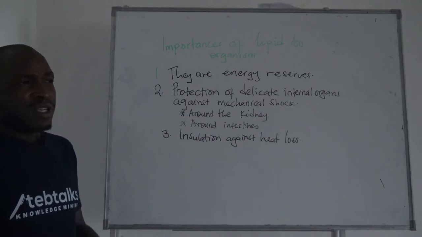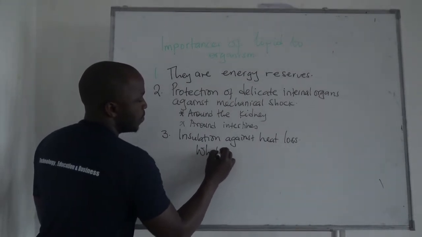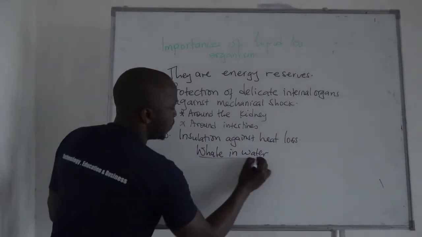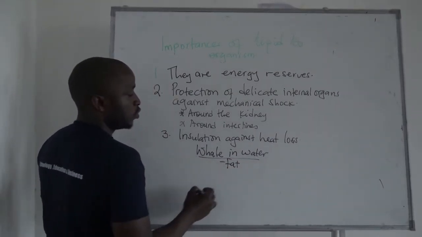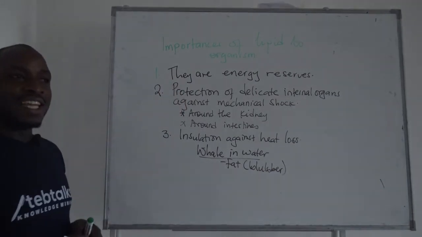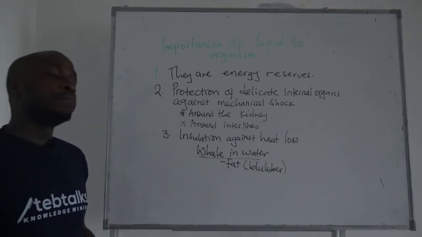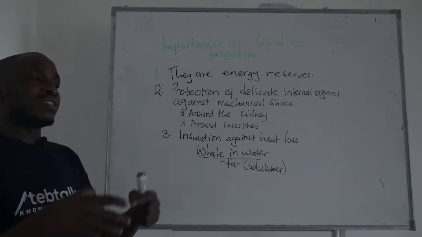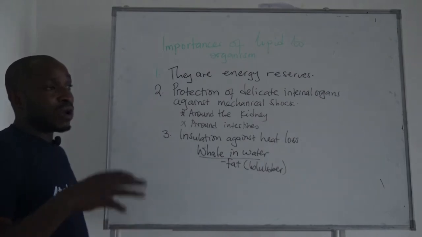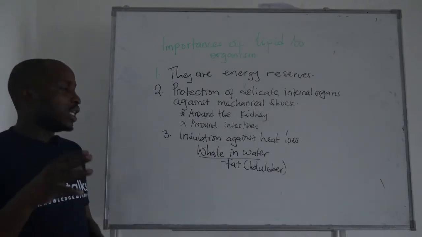So organisms that live in very cold environments, take an example of, let's say, a whale. A whale is a mammal, a whale in water. The biggest part of the whale is fat. Just below their skin, they have fat which we call blubber, stored under their skin. It insulates them against heat loss, because once inside the water body, being endotherms, they would continuously be losing heat to the water surrounding them. So to avoid that, a layer of fat is between the blood vessels and the water, and so they do not lose heat to that extent.